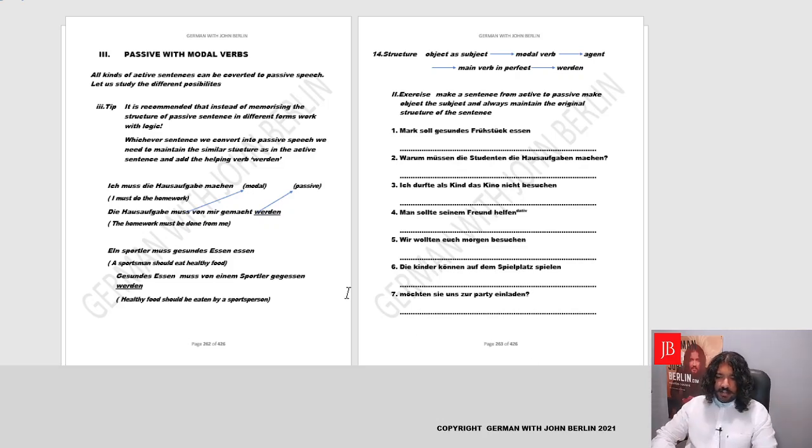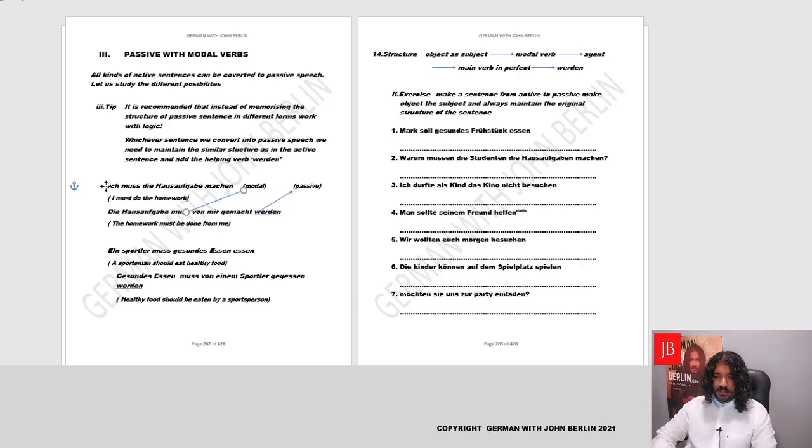Let's have a look. Ich muss die Hausaufgabe machen. So I must do the homework. Die Hausaufgabe muss von mir gemacht werden. So what we did, we maintained the structure. The structure is muss. Yes, that's the modal verb. And machen, that's the main verb. So helping verb and main verb, like we learned: second position helping verb, last position infinitive form of the main verb. We'll remain with the same structure.